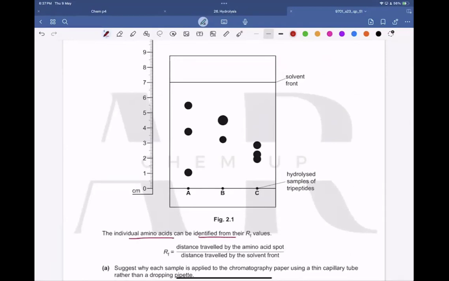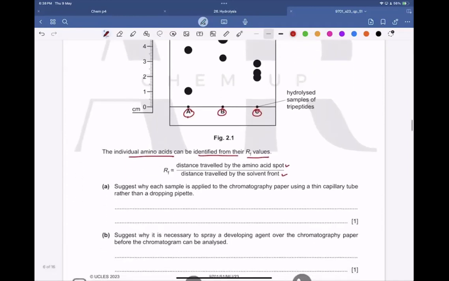Amino acids can be identified from the RF values. RF value is the distance traveled by the amino acid spot over the distance traveled by the solvent front. So if you see, the solvent front has a distance of 7 centimeter. So this is one tripeptide, this is the second tripeptide, and this is the third tripeptide. And here we are getting the spots in the middle of the page.